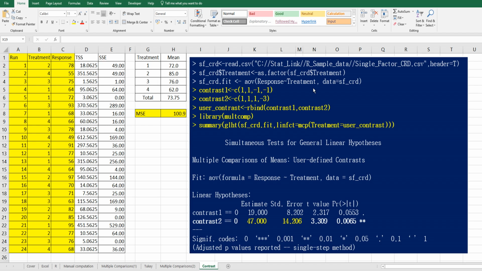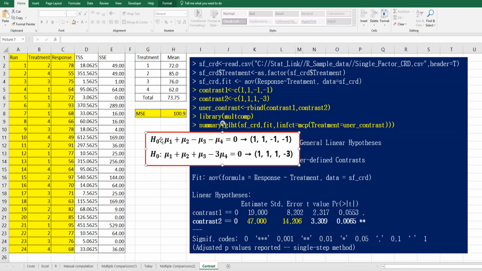In order to do contrast analysis, I assumed two contrasts here. So the meaning of these two contrasts is this one. The first null hypothesis is mu1 plus mu2 minus mu3 minus mu4 equals 0. So the coefficients of this mu are 1, 1, minus 1, minus 1. So the sum of these four coefficients should be 0.